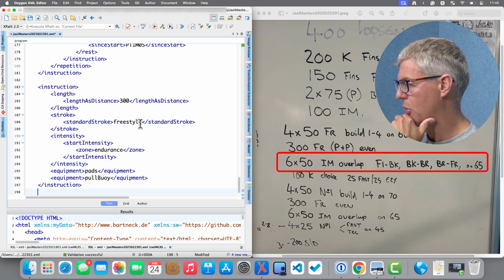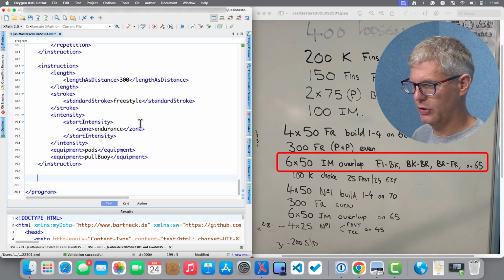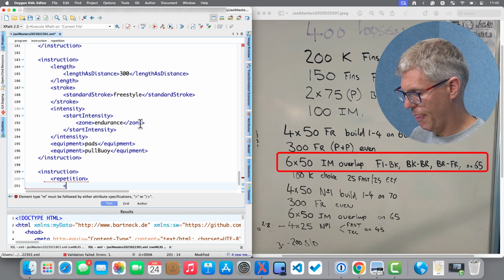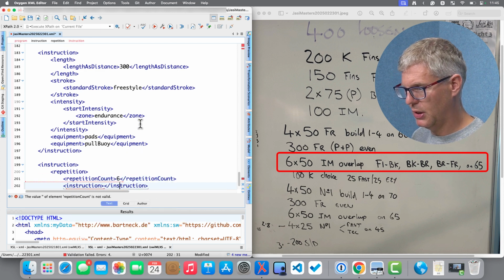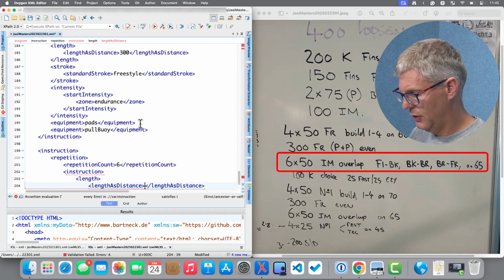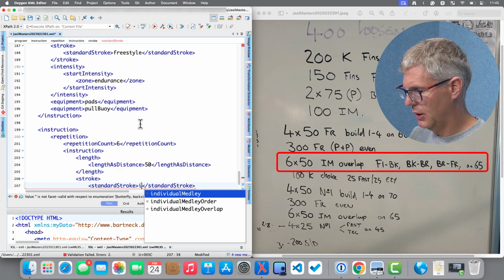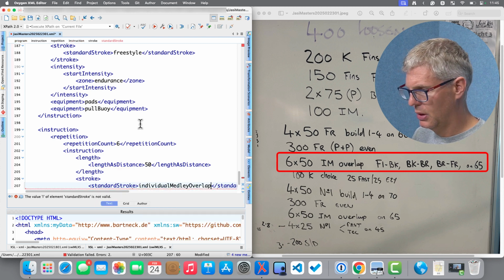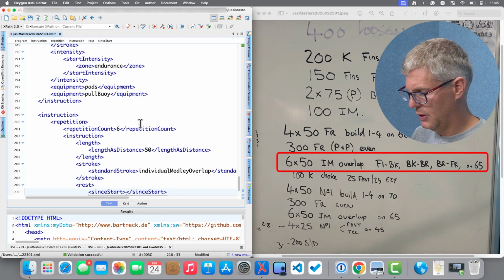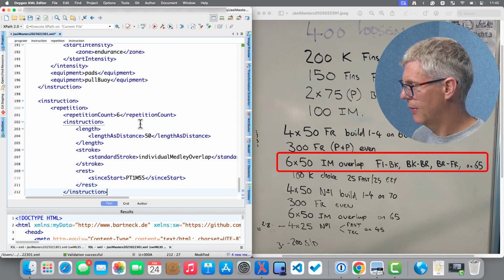Now 650s IM overlap. All right, that's pretty straightforward. It's just a simple repetition. So instruction repetition count 6 times, and we are doing 50s, standard stroke, individual medley overlap, and we have a rest period of 65, so that is 1 minute 5 seconds. Okay.